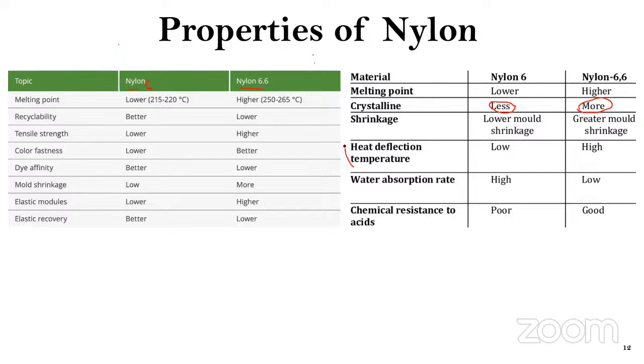And they have this heat deflection temperature, which means this nylon... water absorption rate. This water absorption rate will be high in nylon 6 and it is low in nylon 66.